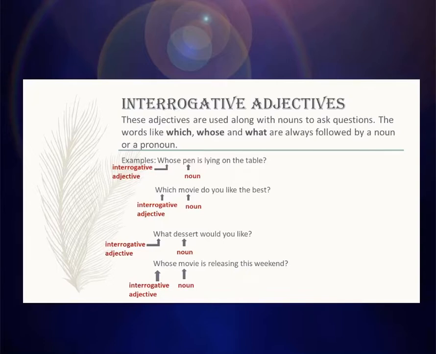For example, whose pen is lying on the table? Here, what is our noun? It is pen, and it is being modified by an interrogative adjective. What's that adjective? It's whose. Do not forget that the work of an adjective is to modify a noun or a pronoun. So, an interrogative adjective must come along with a noun.